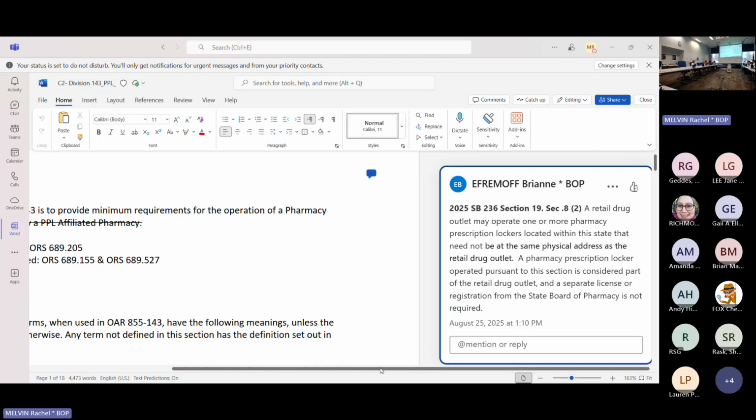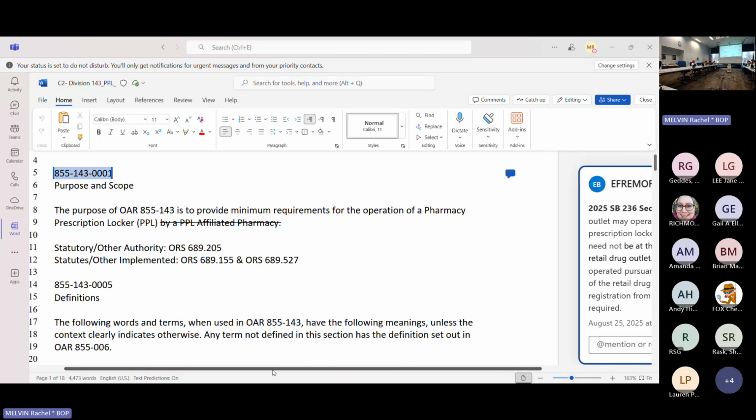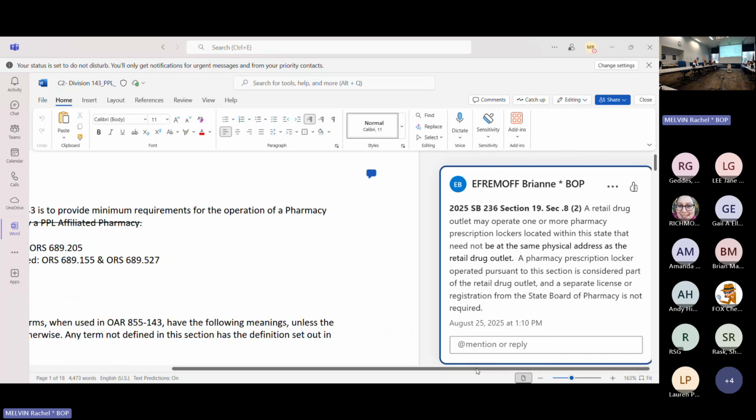Division 143-0001. This is the beginning section you can see here. As you can see, there's the requirements of the law that we have on the side. I apologize, the section that you can't see is already listed there. The retail drug outlet may operate one or more pharmacy prescription lockers located within the state that need not be at the same physical address as a retail drug outlet. A pharmacy prescription locker operated pursuant to this section is considered part of the retail drug outlet, and a separate license or registration from the state board is not required.